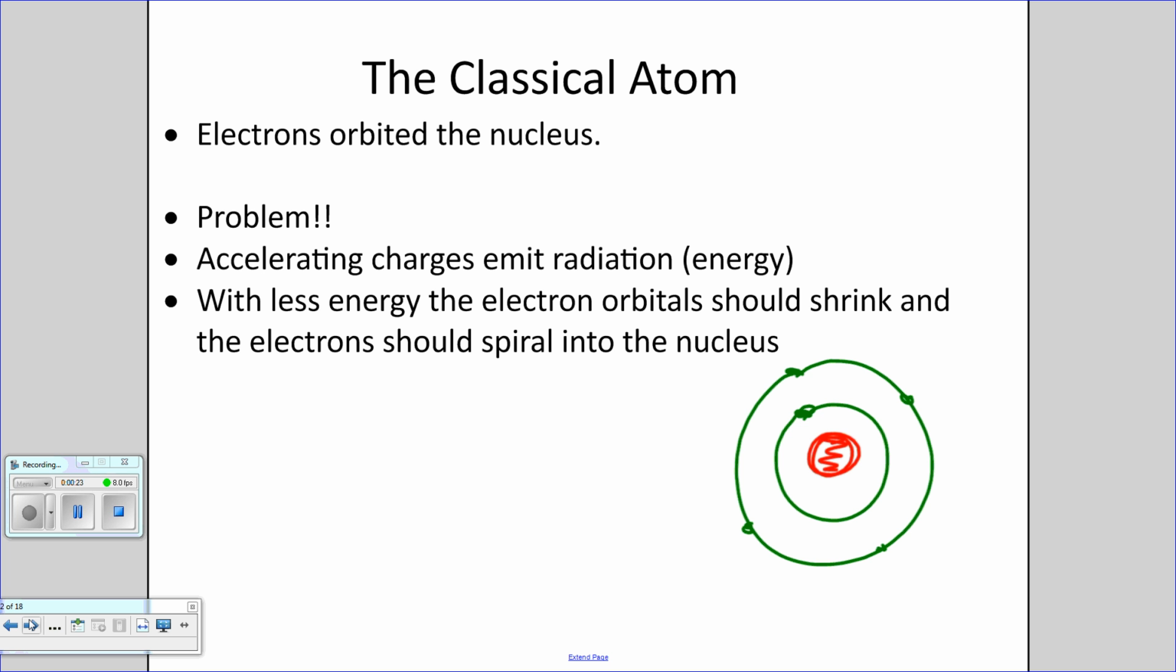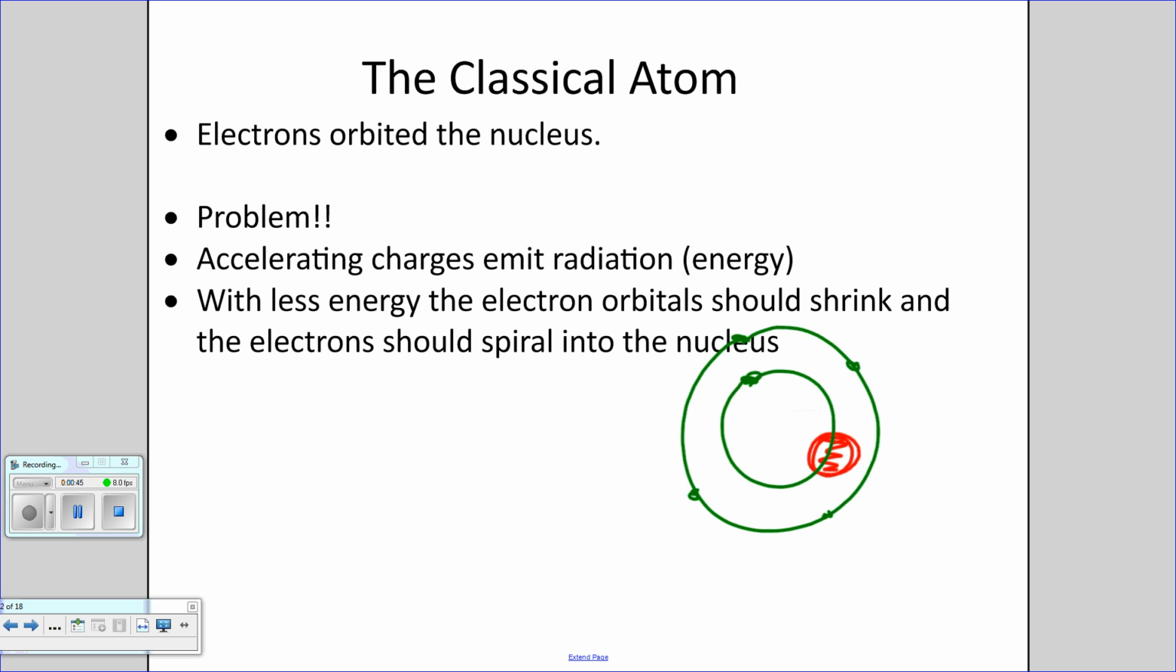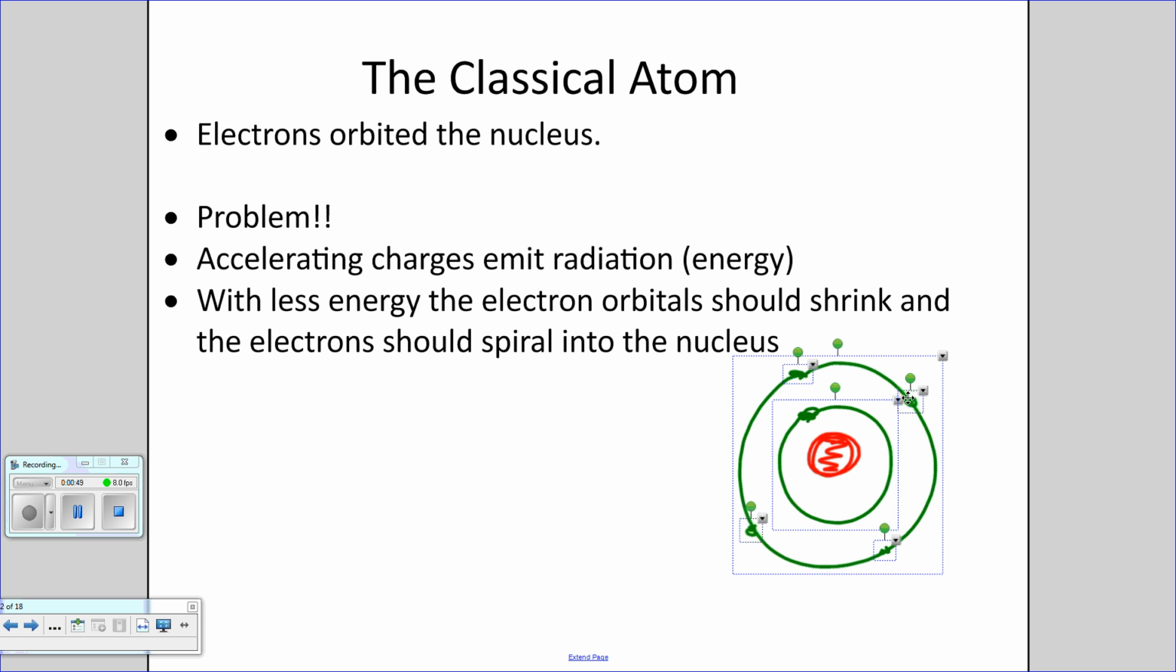Physics has discovered a problem with this atom. Modern physics discovers a number of problems that make us question the things that we believe and know. Our problem in this case is that we know charges that are accelerating, speeding up, slowing down, changing direction, emit radiation, energy. So if I have little electrons spinning around the nucleus, they should be emitting energy. But if they were to give off energy, they would slowly shrink in their orbits until they crashed into the nucleus, kind of like satellites. When they lose a certain amount of energy, they crash into the Earth, or if they have unstable orbits as well. So this should be happening, but it's not.